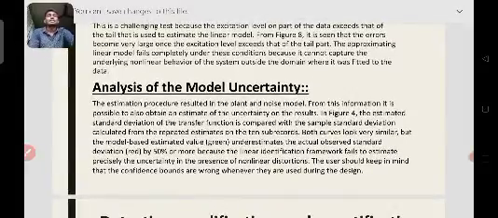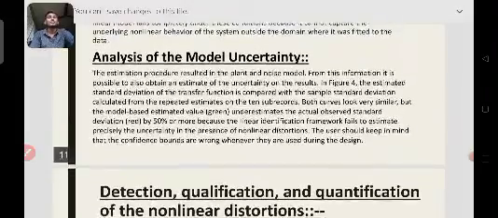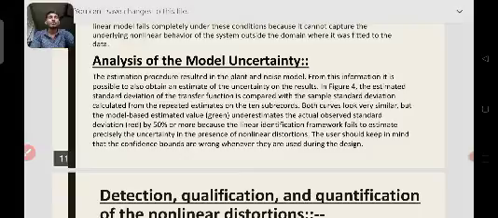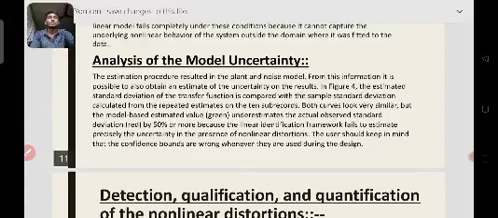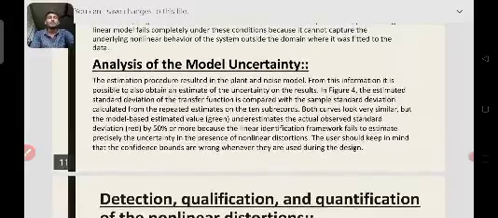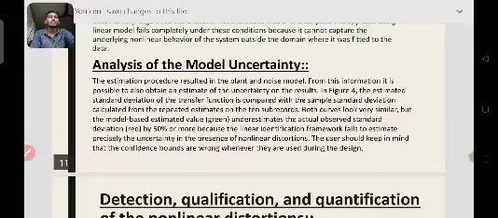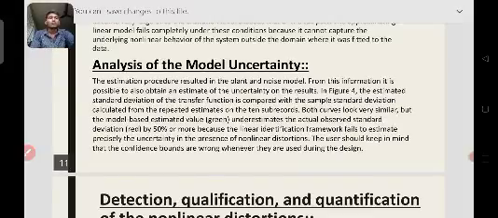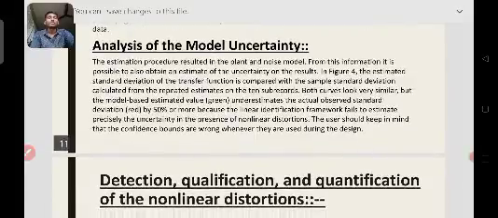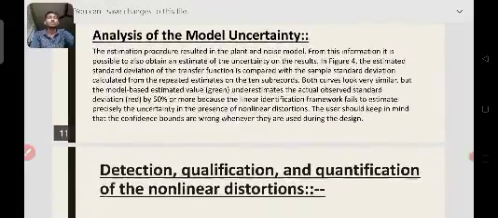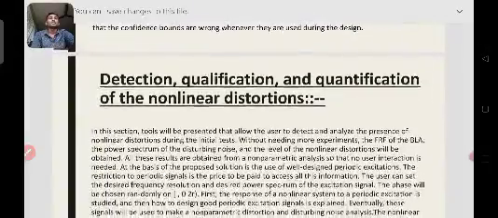So also analysis of the model uncertainty. The estimation procedure resulted in the plant and noise model. From this information, it is possible to also obtain an estimate of uncertainty on the results. In figure 4, the estimated standard deviation of the transfer function is compared with the sample standard deviation calculated from the repeated estimates on the 10 sub records. Both curves look very similar, but the model based estimated value underestimates the actual observed standard deviation. So the user should keep in mind that the confidence bounds are wrong whenever they are used during the design.